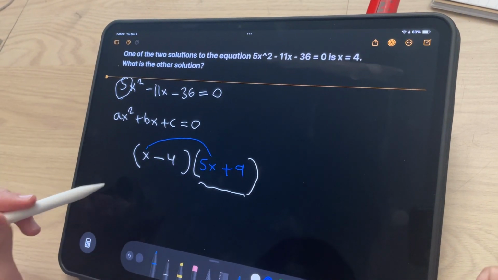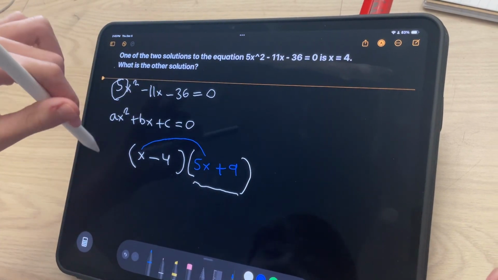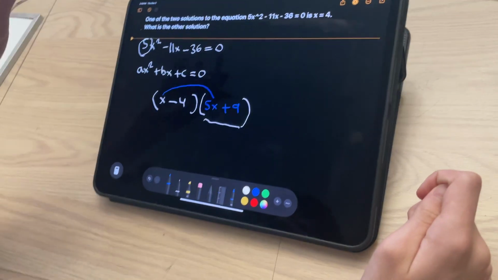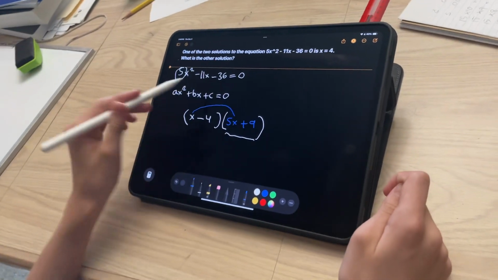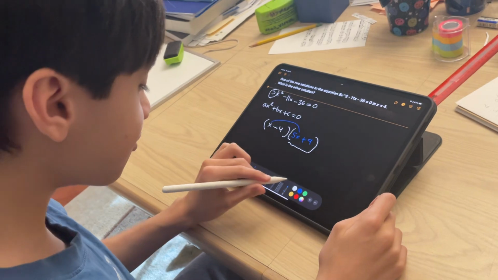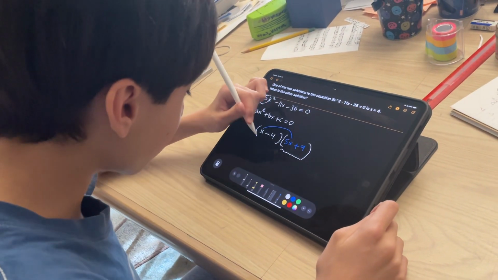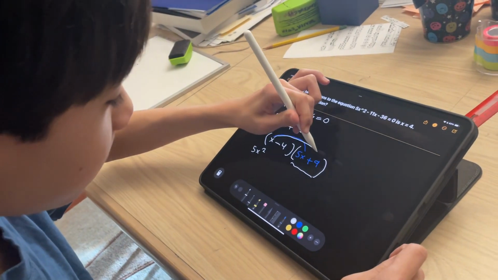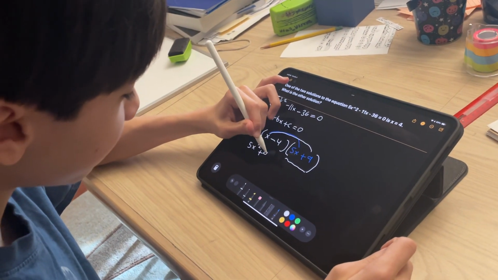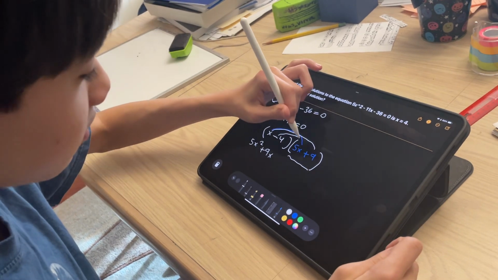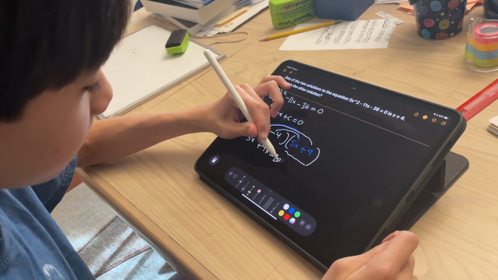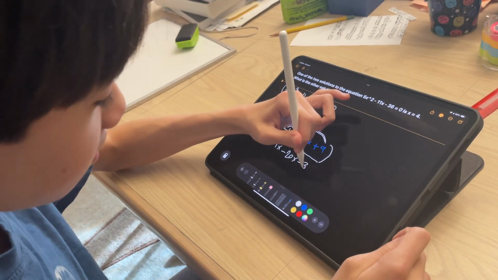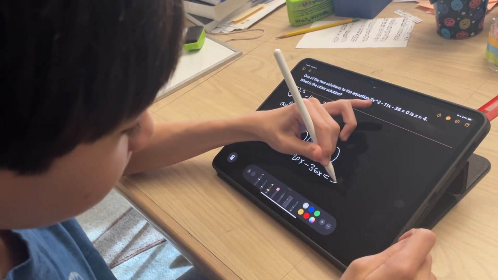Now we're going to test this by plugging in the values and expanding the product to see if it satisfies the original quadratic. We use the distributive property. The first terms give 5x squared. Then the outer terms give positive 9x. Then the inner terms give negative 20x. And then the last terms give negative 36. This is all equal to 0.